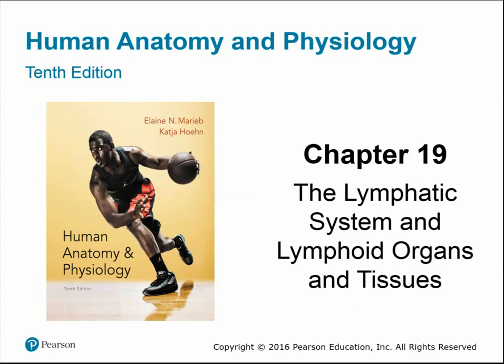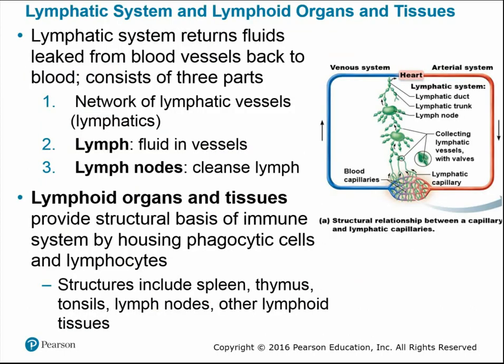Okay, this is chapter 19 on the lymphatic system and lymphoid organs and lymphoid tissues. So the lymphatic system is going to be kind of the intermediate between the cardiovascular system and the immune system. So the functions of the lymphatic system include returning leaked fluids from the blood vessels back into circulation.